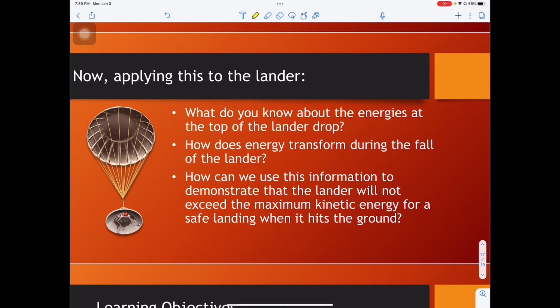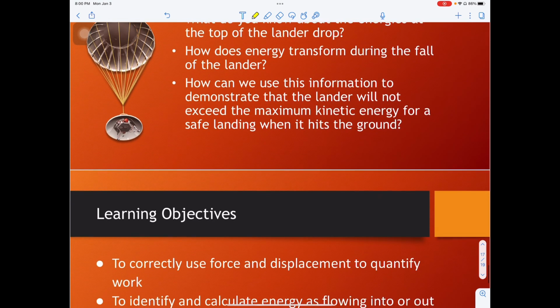All right, so thinking about the lander, what do we know about our energies at the top of the lander drop, when it's way above the surface of Mars? How does the energy transform during the fall of the lander? And how can we use this information to demonstrate that the lander will not exceed the maximum kinetic energy for a safe landing when it hits the ground? So right now, do you know how to transform your knowledge of energy bar charts into determining the kinetic energy with which the lander hits the ground, assuming you know the gravitational field of Mars, the mass of the lander, and how far it's dropping?